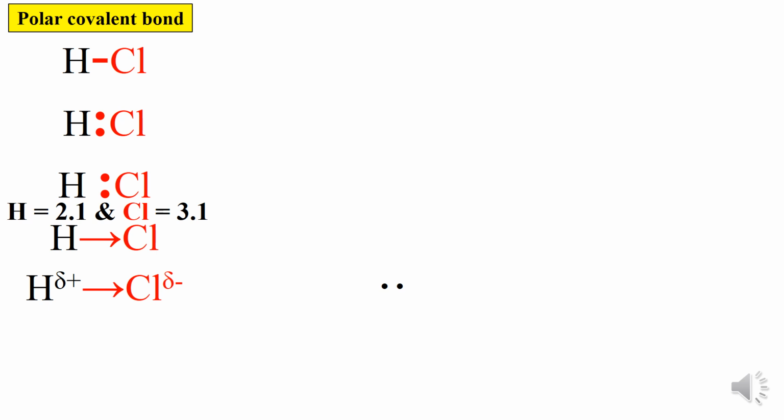So now you have hydrogen chloride molecule with a positive end and a negative end. Hydrogen chloride molecule has a dipole with a polar covalent bond. So one can predict the polarity of a heteroatomic molecule based on the electronegativity difference between the atoms involved in bond formation.